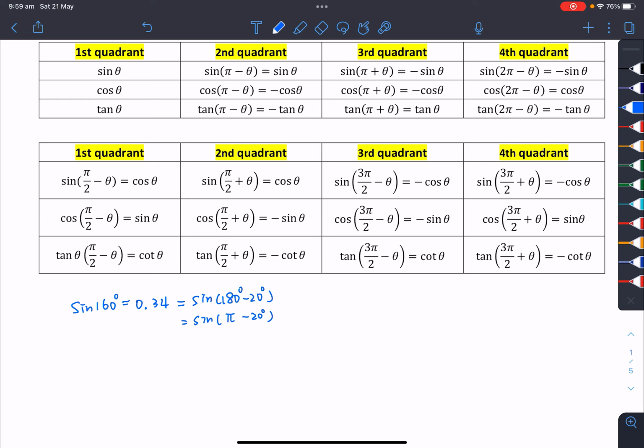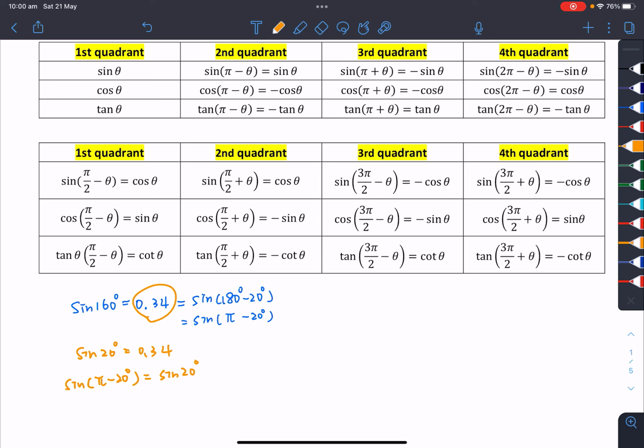So we know sin of 180 degrees minus 20 degrees, the value is 0.34. And now you use the calculator. You input sin 20 degrees again. You will find out sin 20 degrees equals 0.342. Therefore, we can get one relationship. We say sin of pi minus 20 degrees will be sin 20 degrees.